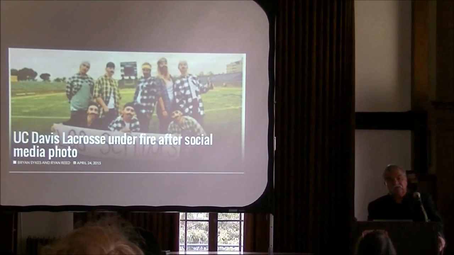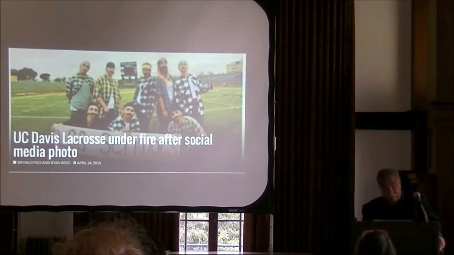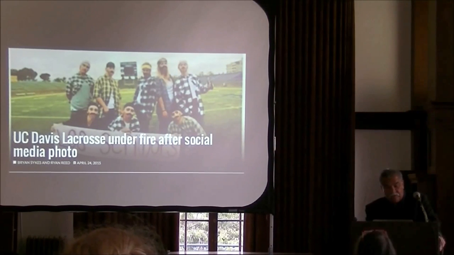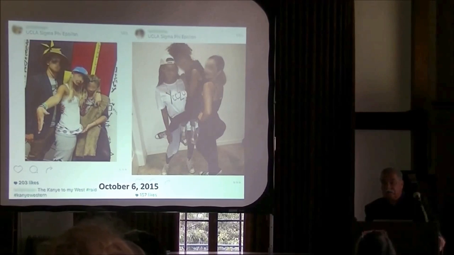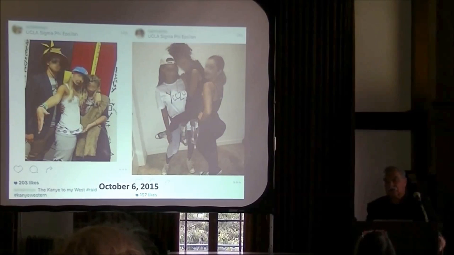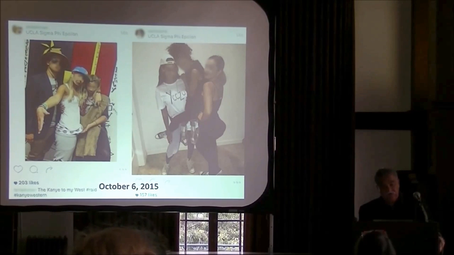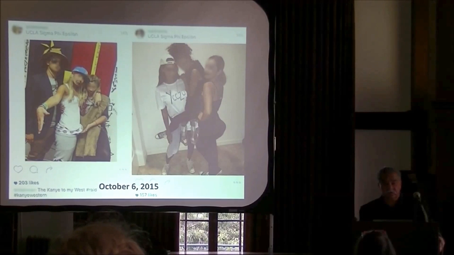This is the UC Davis lacrosse team. This is the women's team, right? Who posted this on their blog. They're dressed like cholos, Mexican gang members, Chicano gang members. This happened 2 weeks ago at UCLA. This is the Kanye Western party at one of the fraternities on campus. And these were young men and women, fraternity and sorority members, dressing up black.